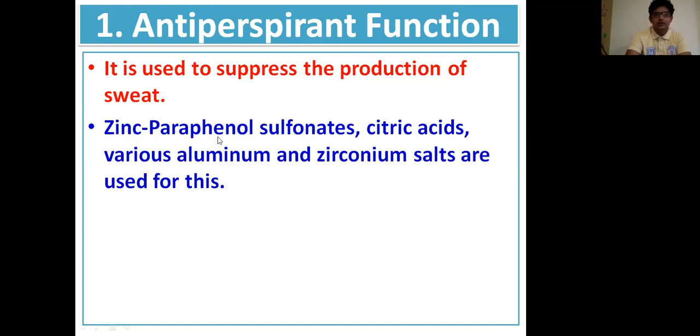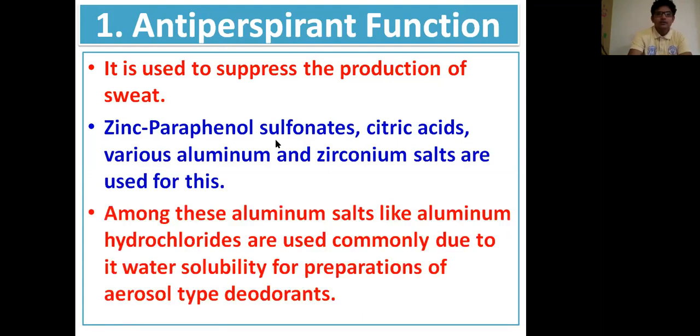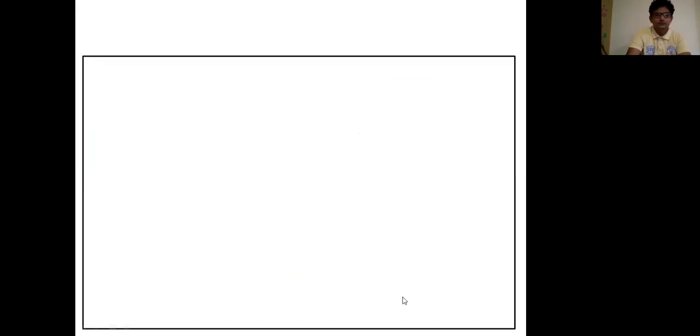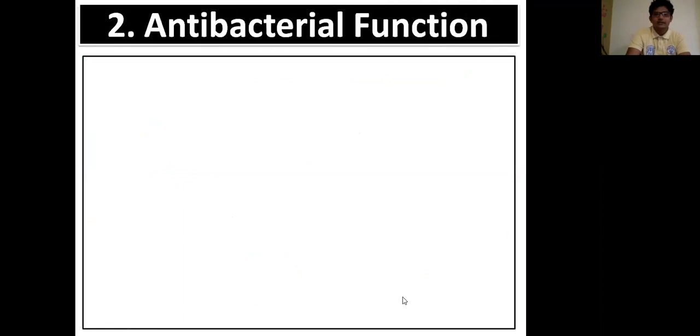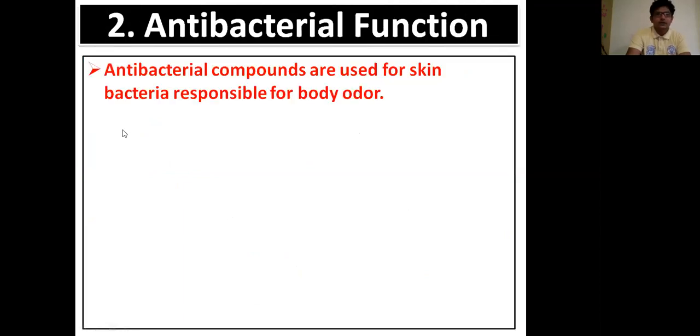Here zinc paraphenol sulfonates, citric acid, and various aluminum and zirconium salts are used for this function. Among these, aluminum salts like aluminum hydrochloride are used commonly due to their water solubility for preparation of aerosol type deodorant. Then the second function is the antibacterial function.